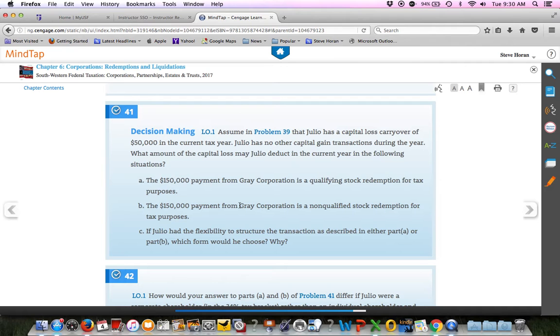For letter C, if Julio had the flexibility to structure that transaction as described in either A or B, what form would he choose and why? The preferred outcome for Julio would be the one that provides sale or exchange treatment, which is option A, because clearly he's got less tax. So in letter A, his tax was 7,500. In letter B, his tax was 22,500. So therefore, he's better off with option A.